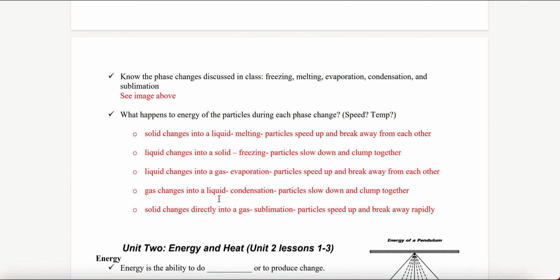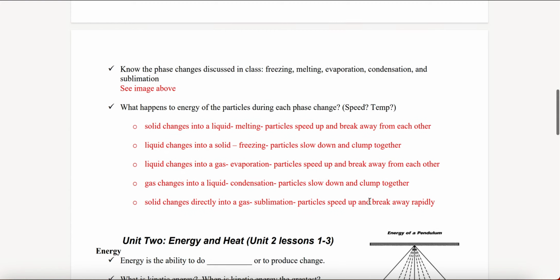Gas changes to a liquid. It's known as condensation. So they slow down and come together. Say the gas in the sky turns into a liquid, then that means it's slowing down and clumping together. And lastly, solid changes directly into a gas. That is known as sublimation, and that was the answer I was trying to ask from the last few questions. Basically, the particles speed up and break away rapidly. This is sublimation. Solid changes directly into a gas.